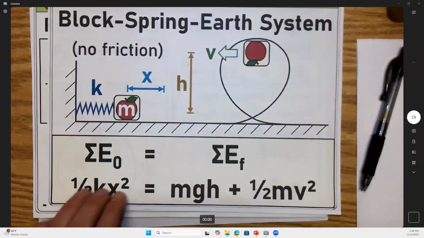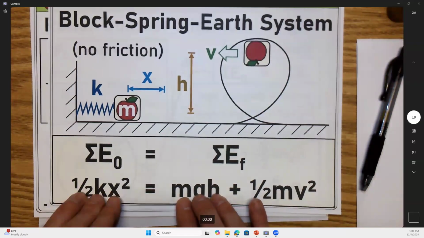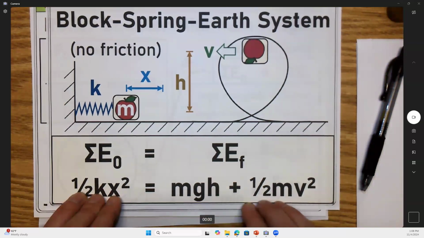Guys, if this is 100 joules and this is 30 joules, how many joules are left over to go into its motion? 70 joules. You guys get that? 100 equals 30 plus 70. You guys get that? Okay.